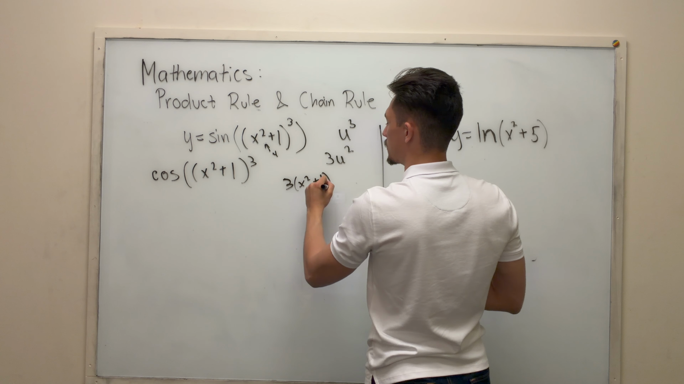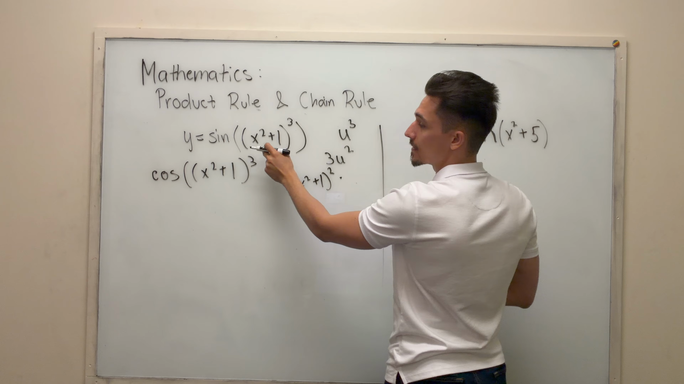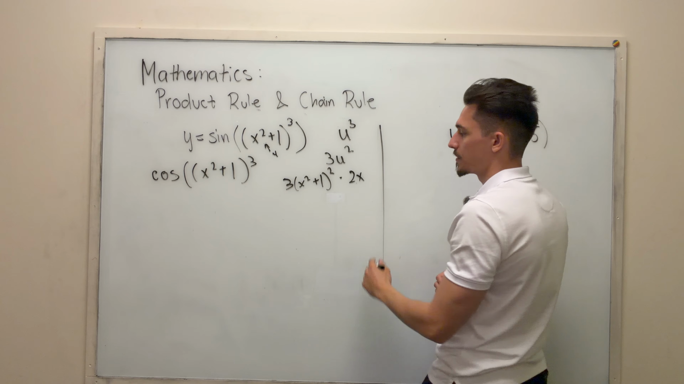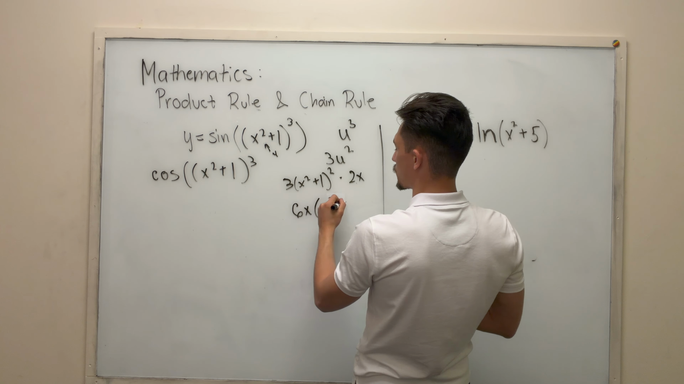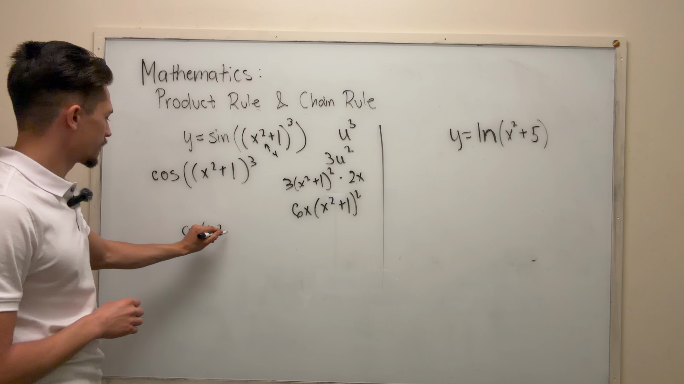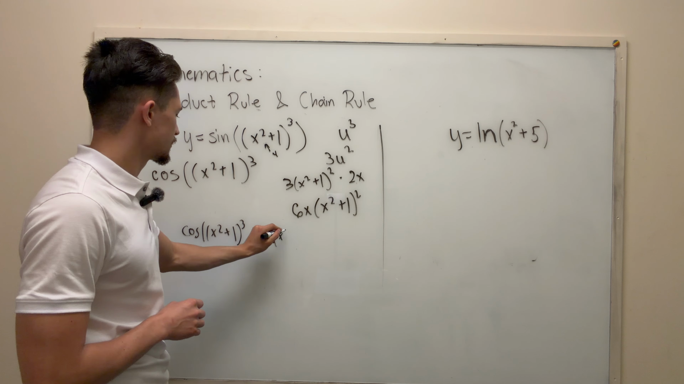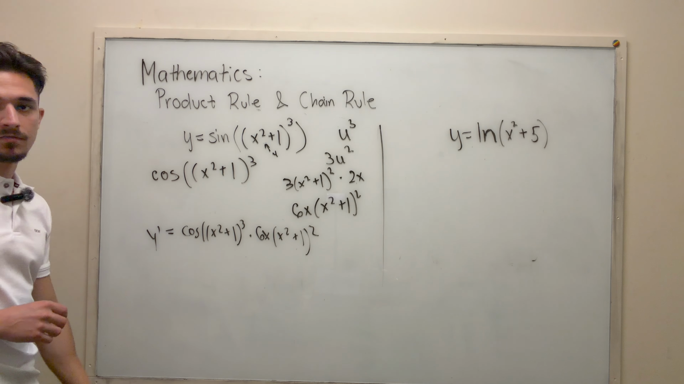And then I want to multiply this by the derivative of what's inside here, which will give me 2x. To make this look nice, essentially this is 6x times x squared plus 1 squared. Then I multiply this by this, which gives me cosine of x squared plus 1 cubed multiplied by 6x times x squared plus 1 squared. So that's my derivative for this one.